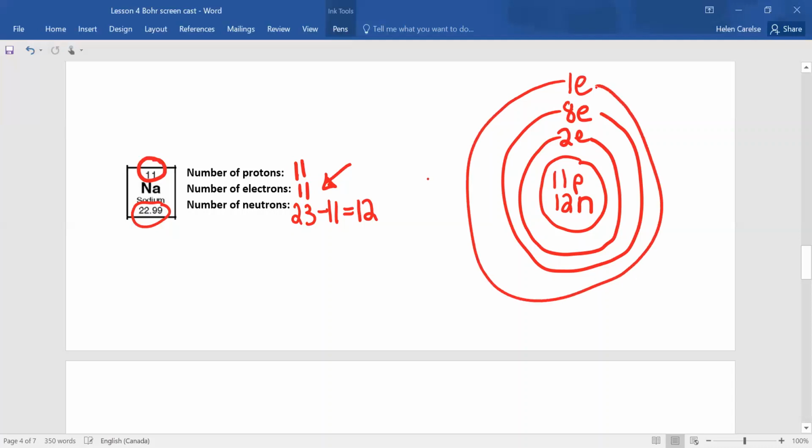You can see that sodium is actually a very large atom because it's got more electron shells. And we can see that this outer valence electron shell is not full. So sodium's not too happy about that. And that's a Bohr model for sodium.